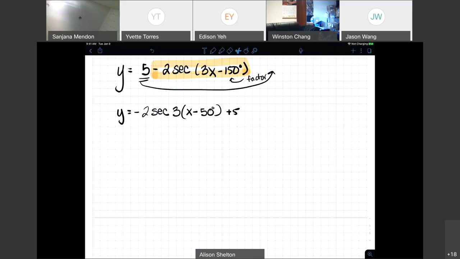That's in a much better format for what we need to do. Okay, we're going to go ahead and graph the related cosine function.